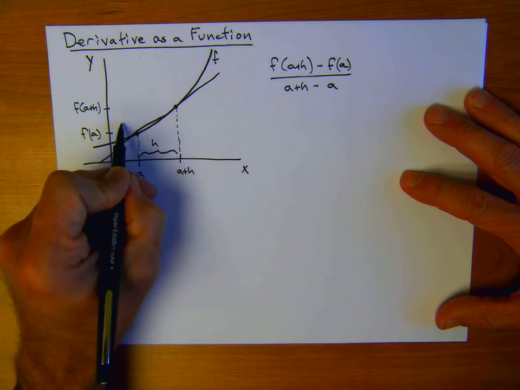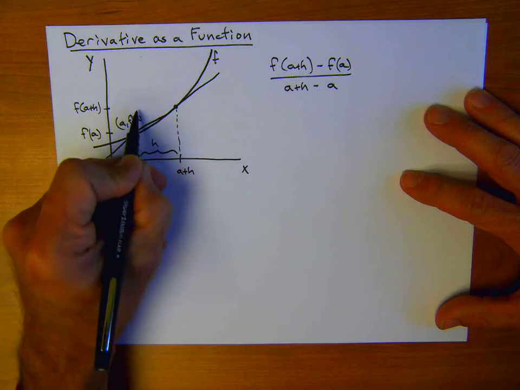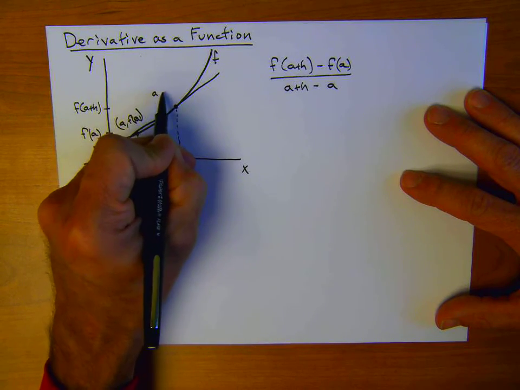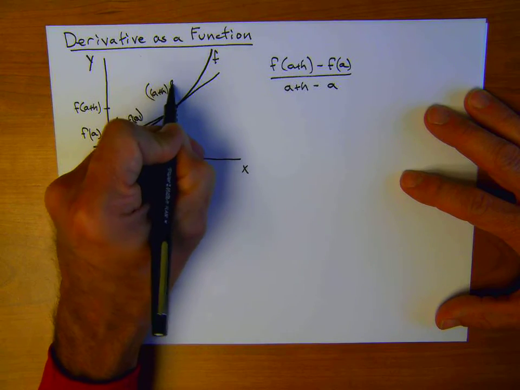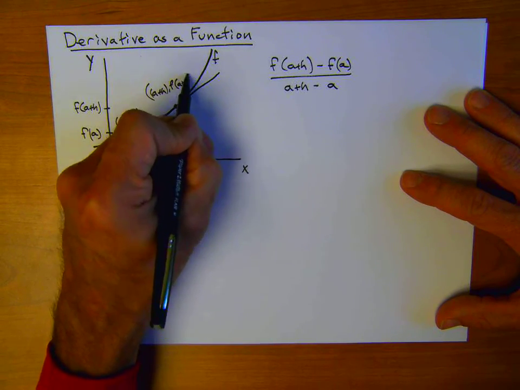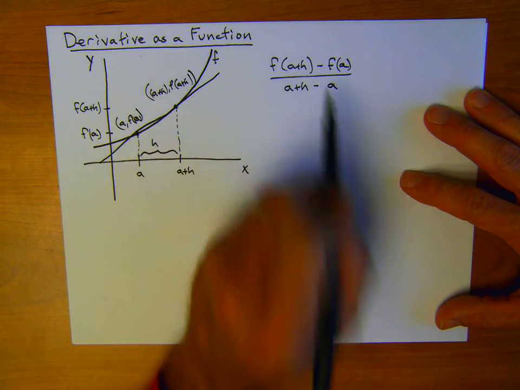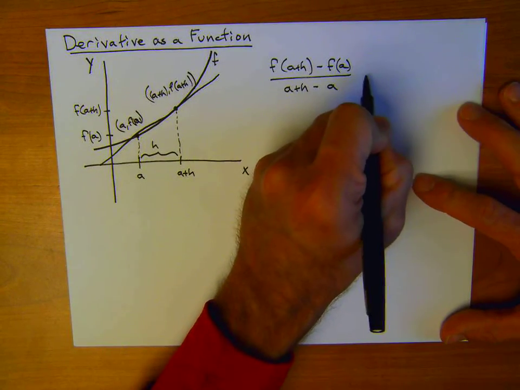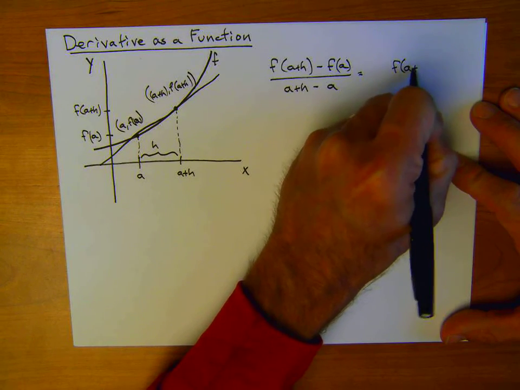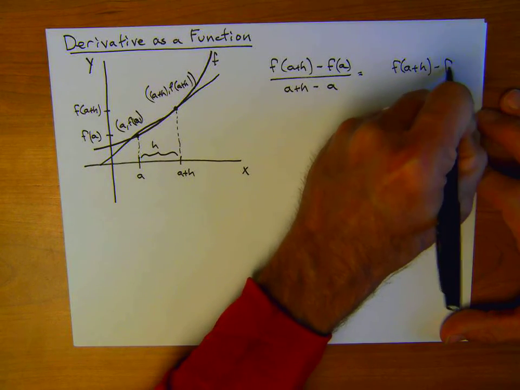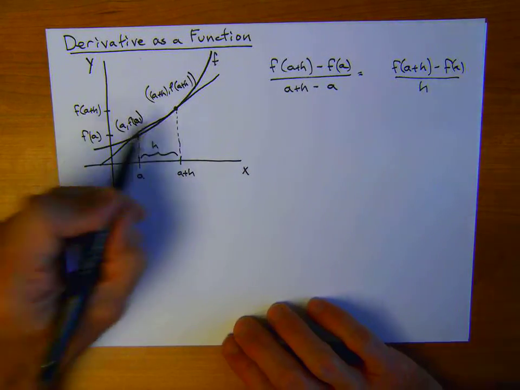Because this point is A, f of A, and this point here is A plus H, f of A plus H. So you find the slope between those 2 points, this is what it looks like, right? Now we can simplify that to just f of A plus H minus f of A over H. That is the slope of the secant line.